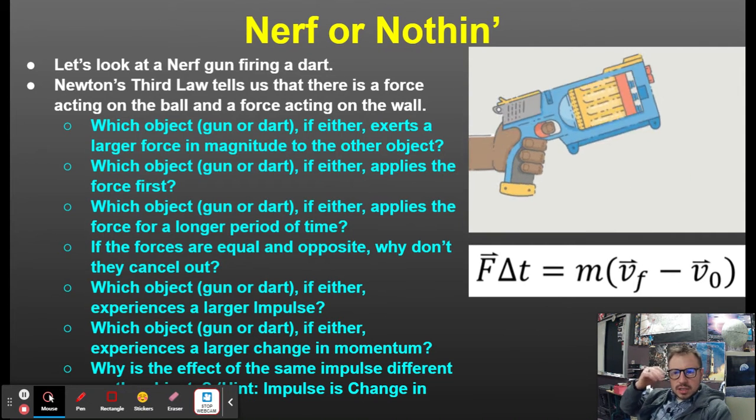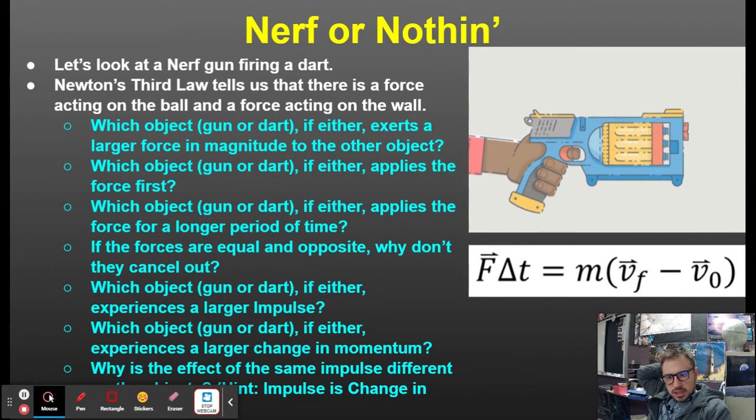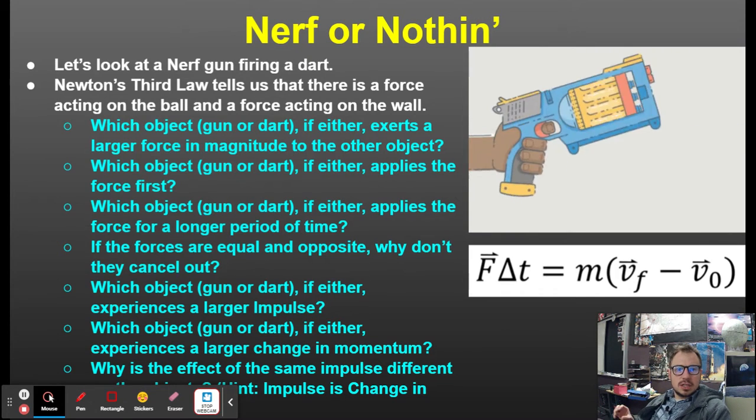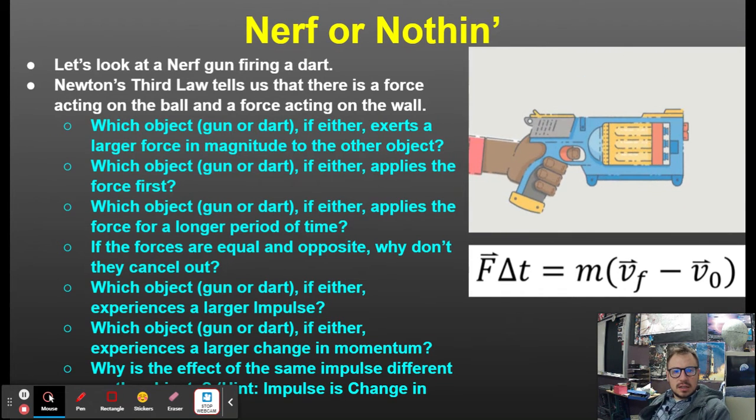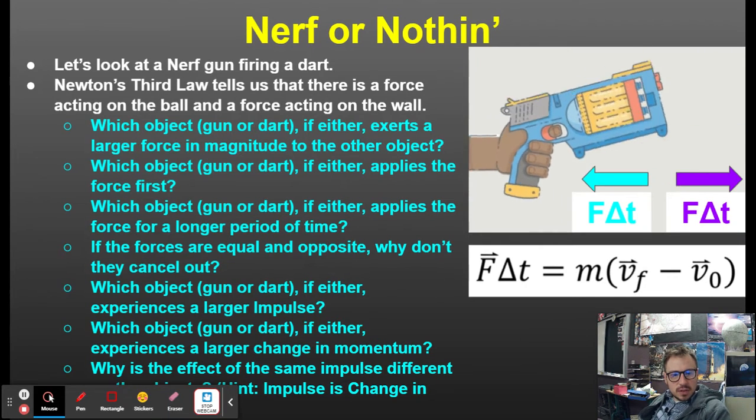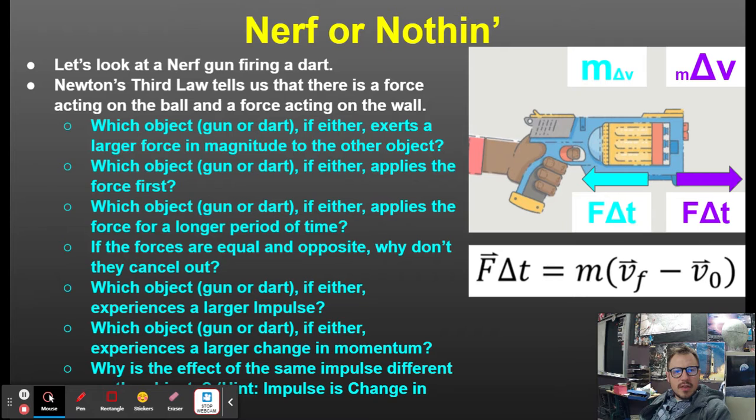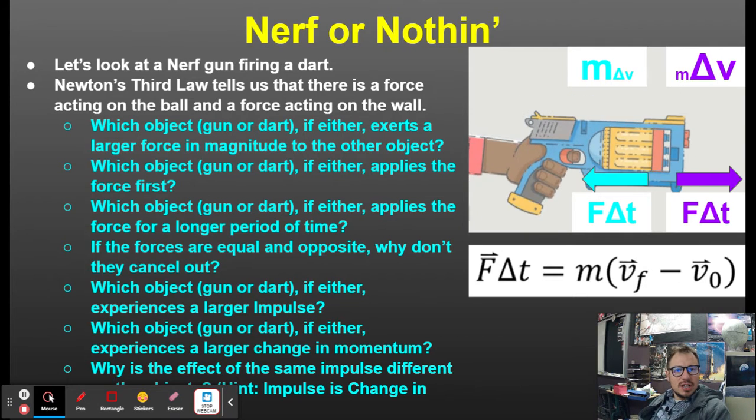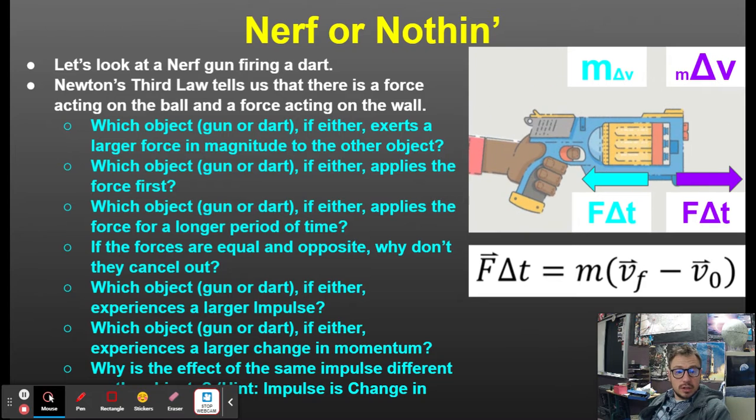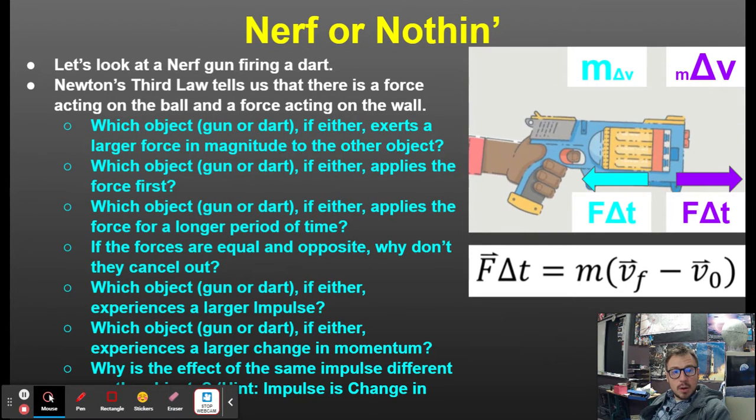Now, this is sort of the crux of the whole thing. Why is the effect of the same impulse different, even though the force and the time interval are the same for the dart and the gun? However, that gun has a much larger mass, so its change in velocity must be lower than the dart's. That's why the dart goes so fast, because it has such a low mass.